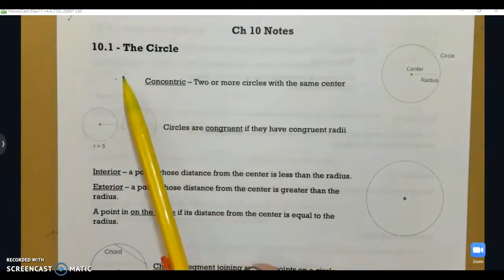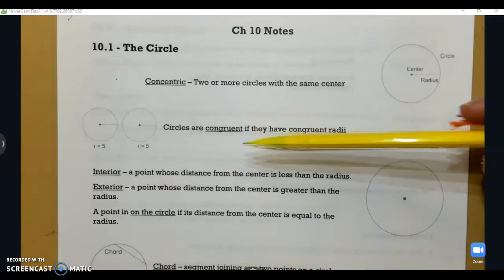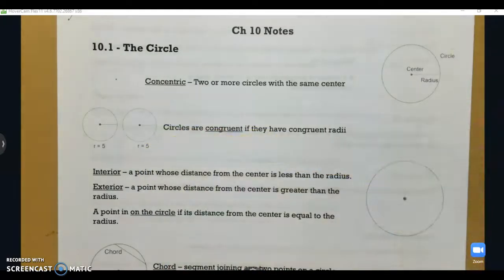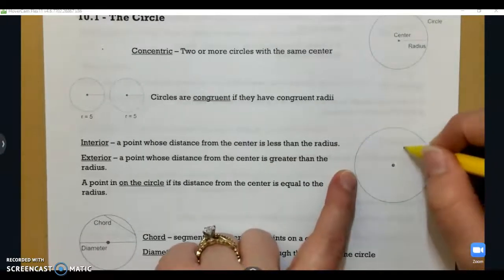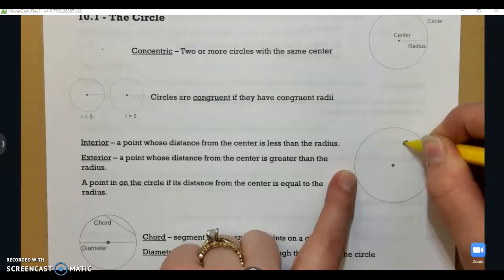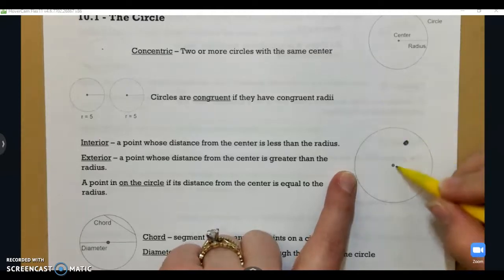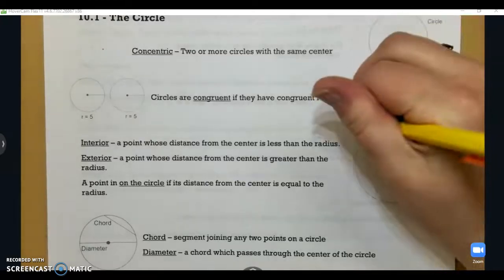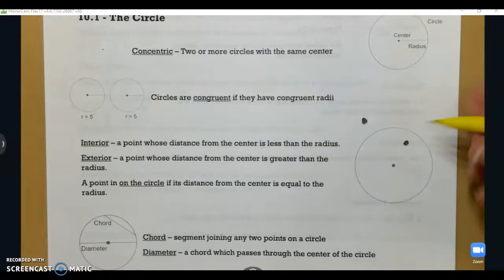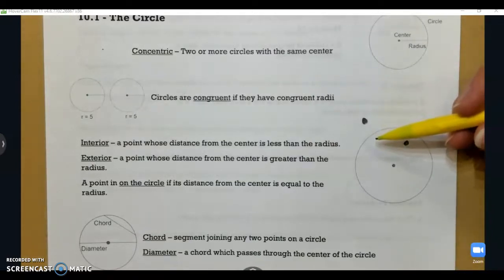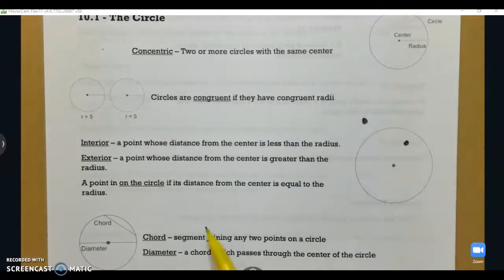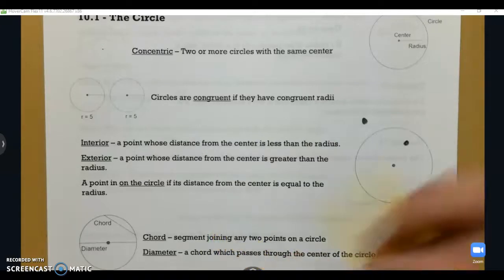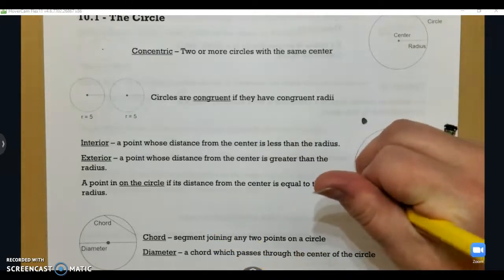So concentric circles, meaning they have the same center. If two circles are congruent, that means their radii, which is the plural for radius, are the same measure. Interior and exterior points. An interior point would be inside the circle, meaning if we were to connect the center to that point, it would be less than the radius. And an exterior point is outside the circle, meaning if we were to connect the center to that point, it would be longer than the radius. And a point is on the circle if its distance from the center is equal to the radius.